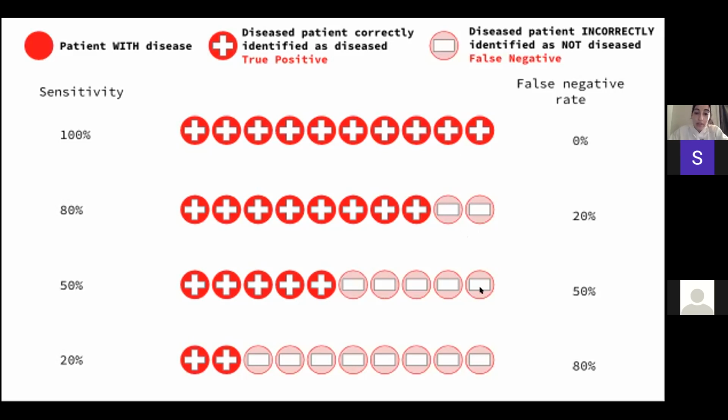And we can keep going here. So 50% sensitivity means that 50% of diseased patients are correctly labeled as diseased, and 50% are incorrectly labeled as normal. So the false negative rate here is 50%.